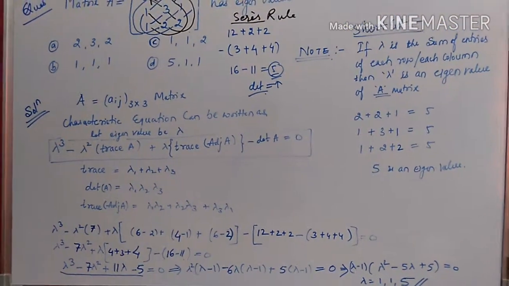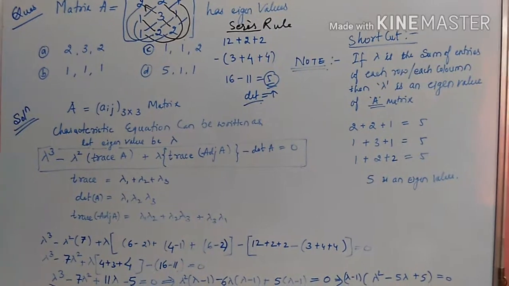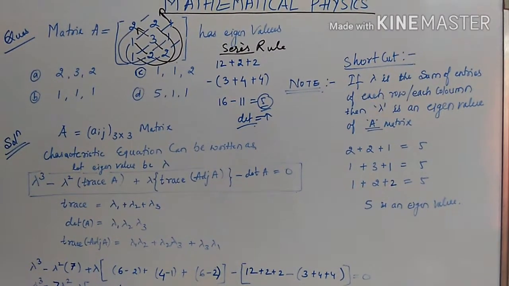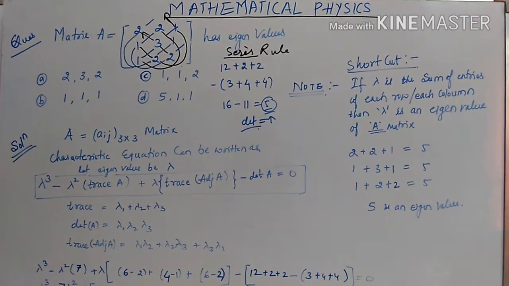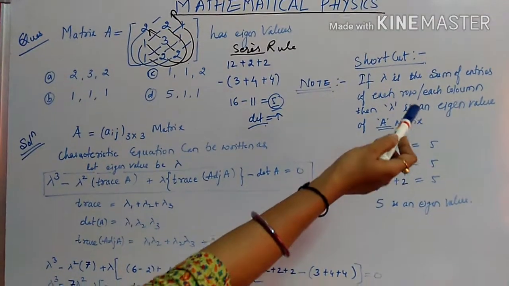Now this was the detailed method. I am telling you the shortcut of this method. First you have to learn the note point. What is the note point? If lambda is the sum of entries of each row or each column, then lambda is an eigenvalue of matrix A. Lambda is the sum of each row's entries.